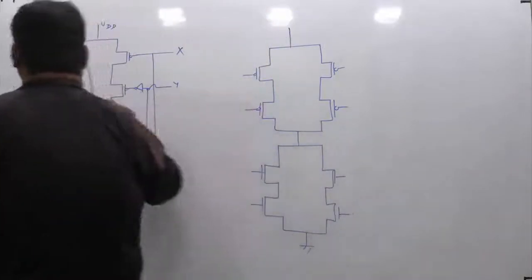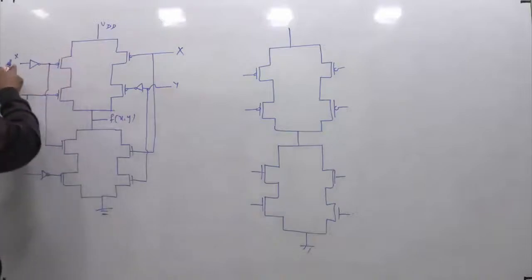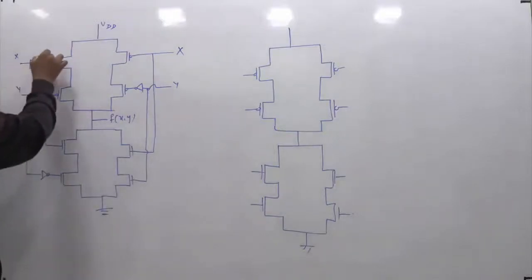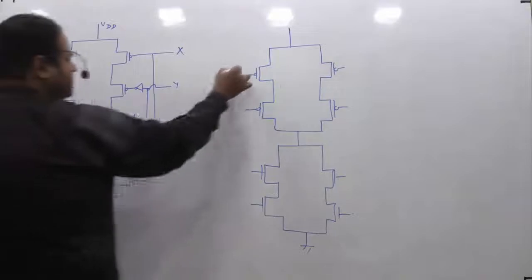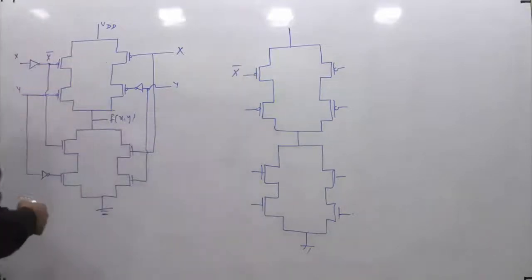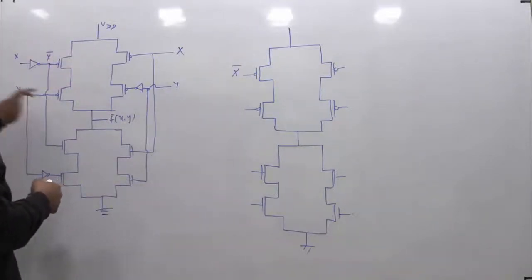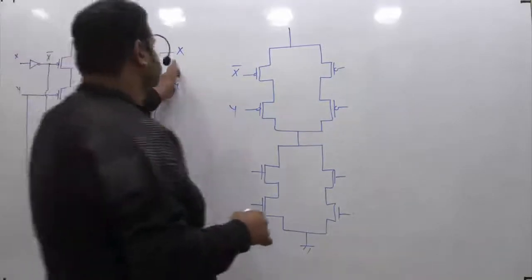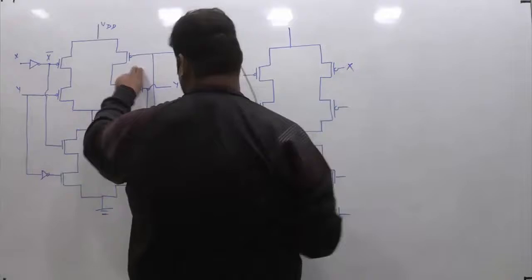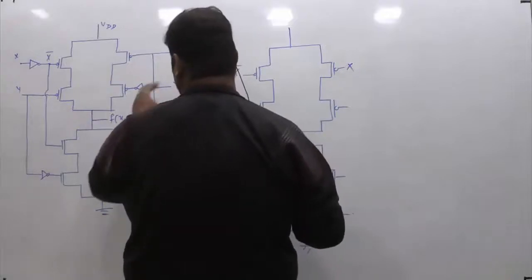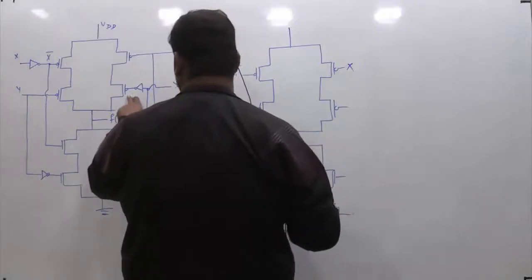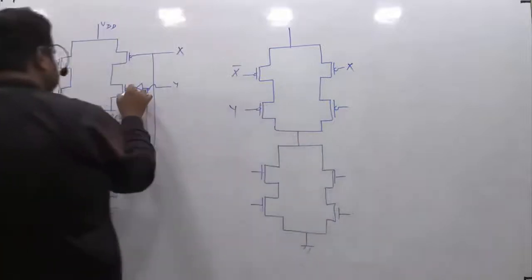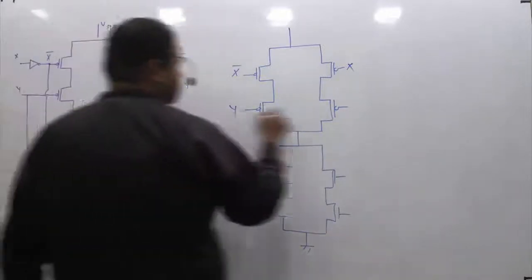What is connected to this one? If this is X, this is a NOT gate, so this is X bar. To this is connected the same line Y, so this is Y. Similarly, this is X, and to this, it should actually be Y bar. Because of this NOT gate, this is your Y bar.